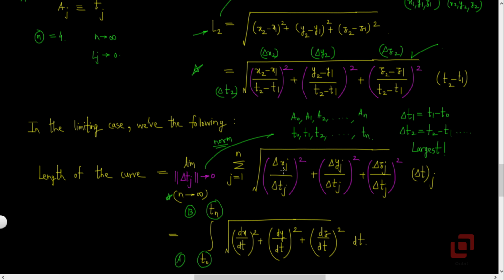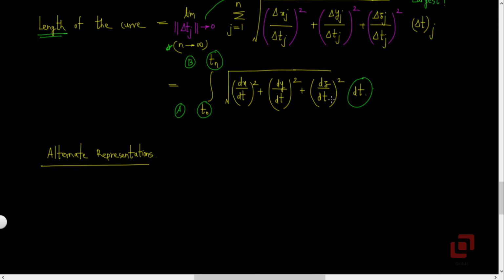Using the definition of derivative as a limit, these three ratios will correspond to dx by dt, dy by dt and dz by dt respectively. And therefore, we have got the expression for the length of the curve as a definite integral of root of (dx by dt) squared plus (dy by dt) squared plus (dz by dt) squared, dt. Now there are some alternate representations for the same expression here. We will see them one by one.